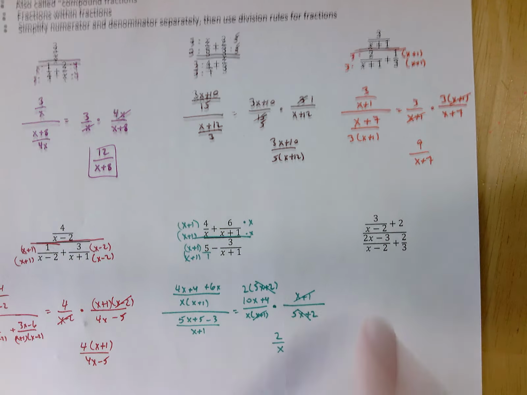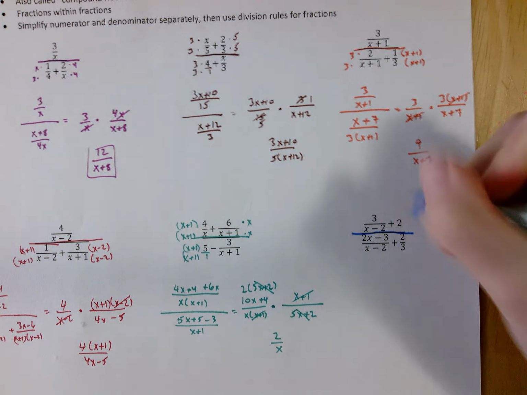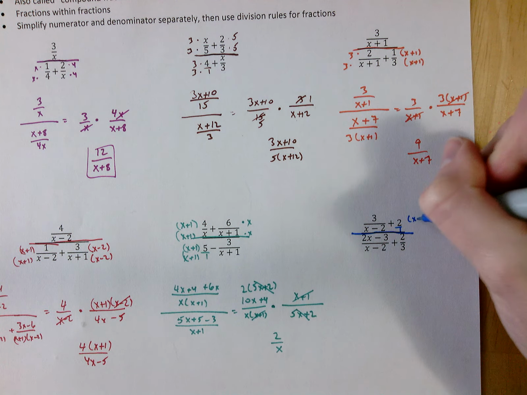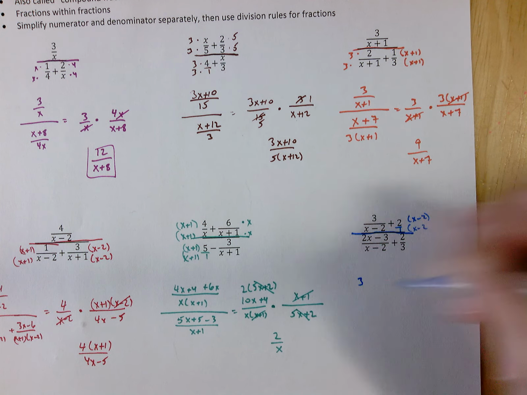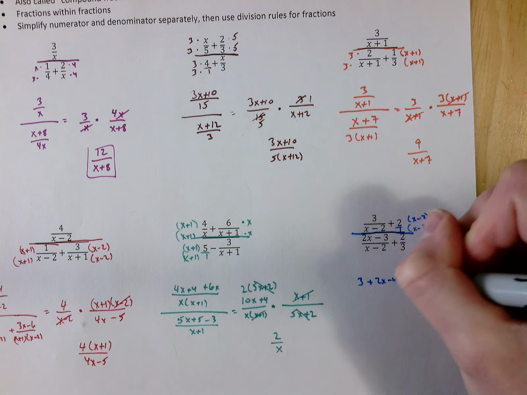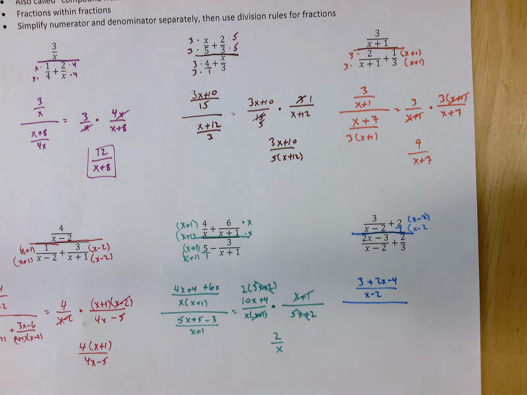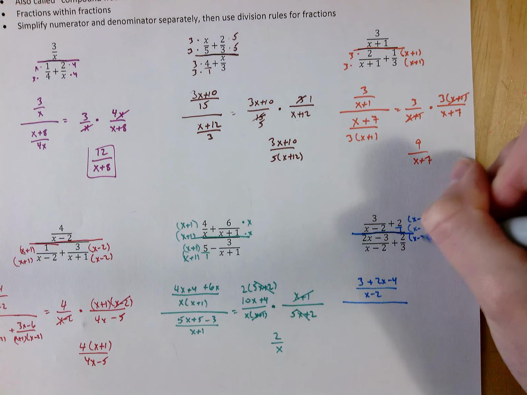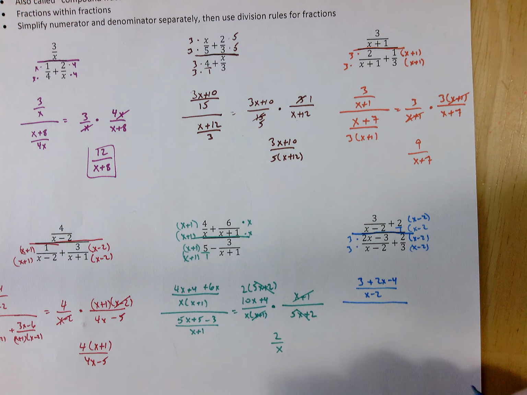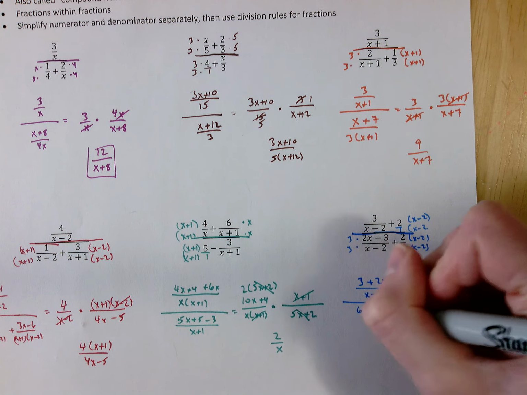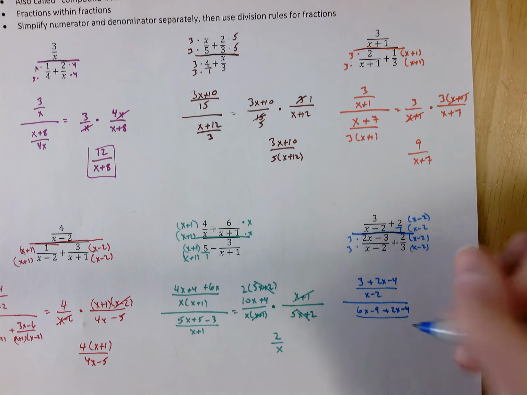Okay, this guy right here. So same deal. Here's my big fraction line. So if I stick a 1 under this, I have to multiply this side by x minus 2. So that's going to give me 3 plus 2x minus 4 over x minus 2. And then on the bottom, this side needs to be multiplied by x minus 2, and this side needs to be multiplied by 3. So that's going to be 6x minus 9, and then plus 2x minus 4.